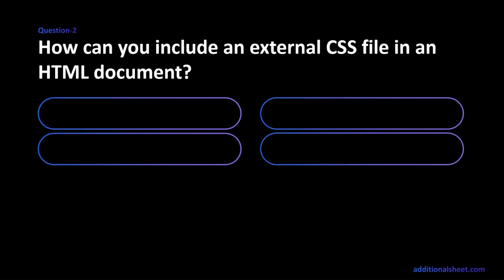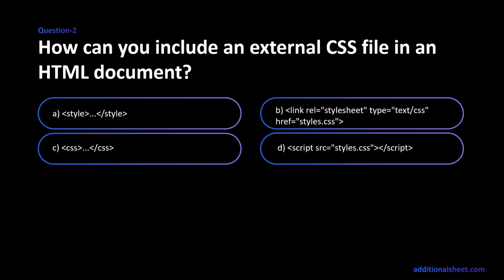Q2. How can you include an external CSS file in an HTML document? Options are A. Style tag, B. Using link tag, C. Using CSS tag, and D. Using script tag.